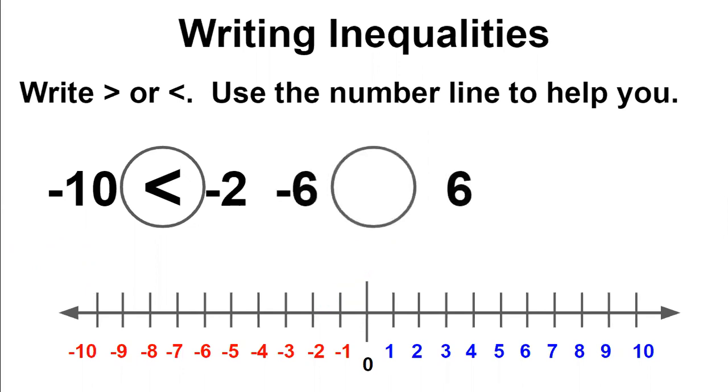Okay, let's try this one. -6 and 6. Graph your points. There's -6 and there's +6. What am I going to put in between there? I can't put greater than or less than, can I? Yes, I can, right? They're not the same number, are they? Which one is farther to the right? Exactly, the 6. So Pac-Man is going to eat my bigger number. 6 is bigger. It's farther to the right. How do we read the statement? -6 is less than 6.